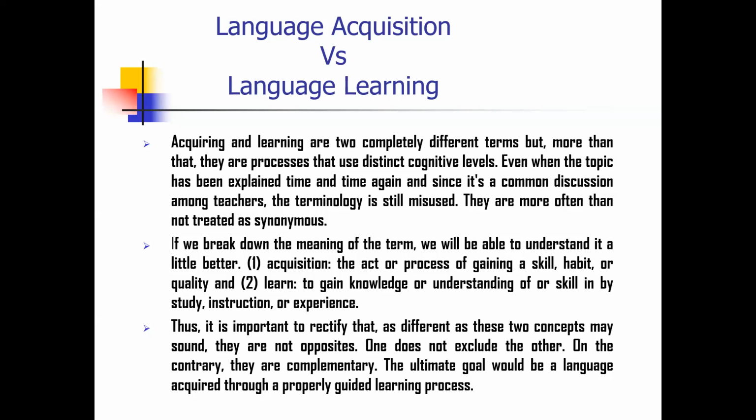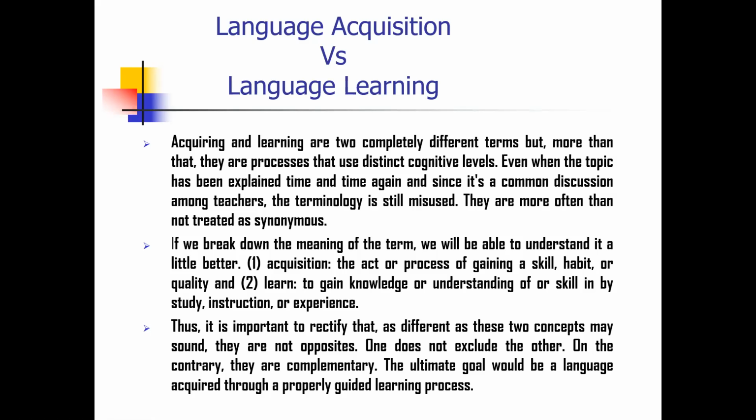Actually, some people think that when we acquire something, it means that we learn something. But actually, acquiring and learning here are different. These are two completely different terms, and more than that, they are processes that use distinct cognitive levels. Even when the topic has been explained time and time again, and since it's a common discussion among teachers, the terminology is still misused. They are more often than not treated as synonymous.